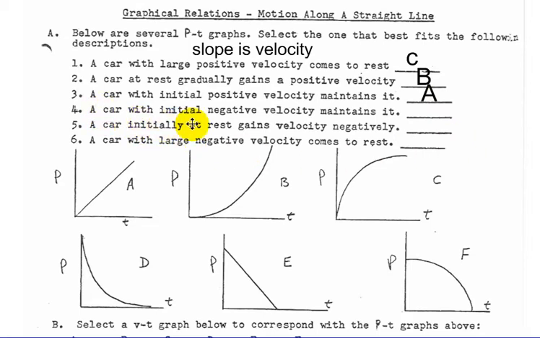4, a car with initial negative velocity maintains it. So right here, a negative slope, negative velocity, and it stays at that point. So graph E.